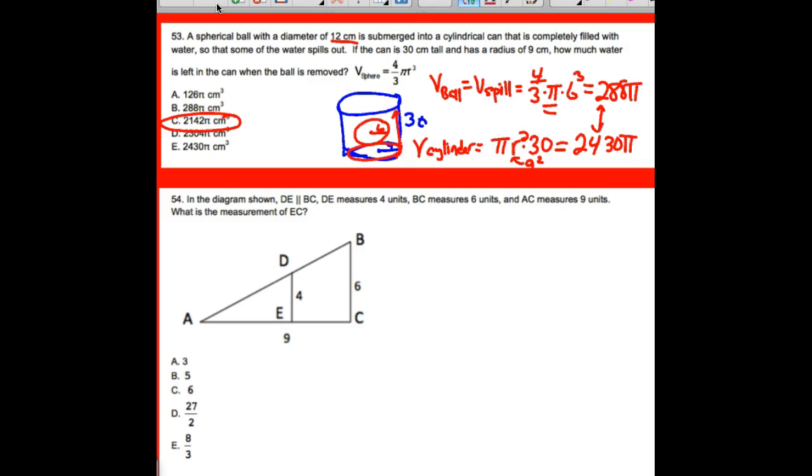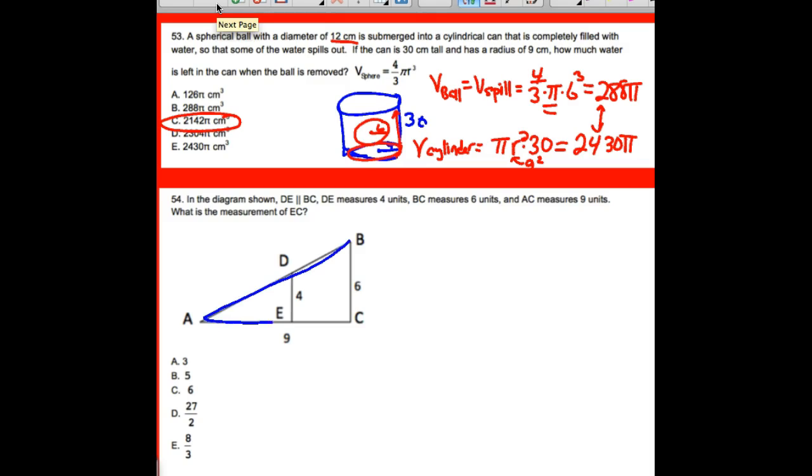Number 54, I have to figure out what the measure of EC is. So I'm going to go put a little X on that. My problem with this, actually I'm not going to put an X on, I'm going to leave that undone. You need to know, again, this is geometry section, so all these have to do with remembering all your geometry stuff, that you have two triangles up here.